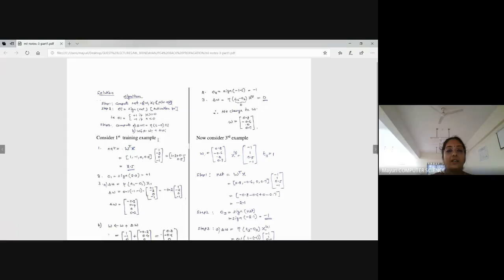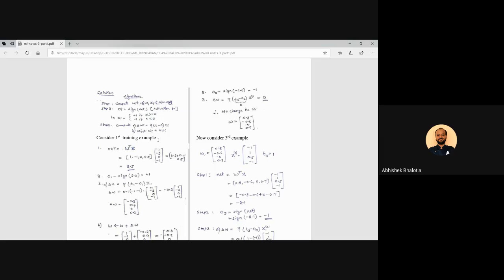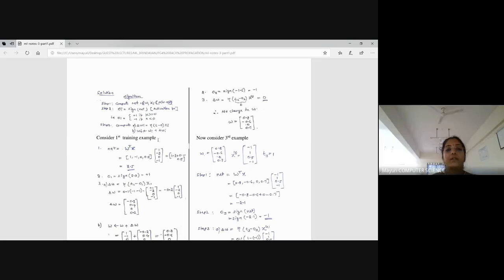Clear? Any doubts till now? No, ma'am. Okay. So let me go for the first step, calculating the net output. Later I can modulate it. Later I can apply the activation function over the output.